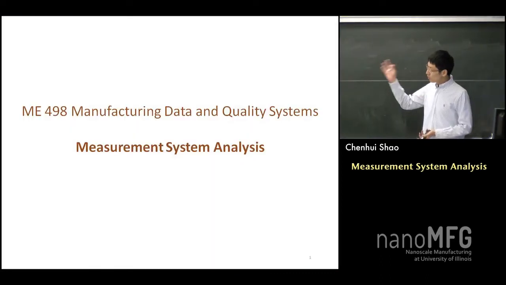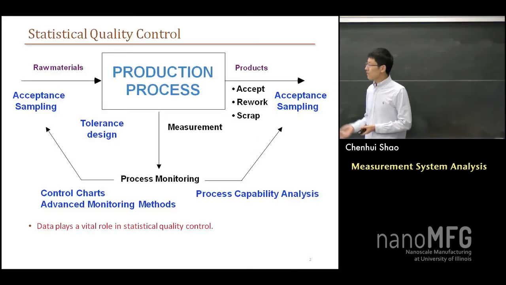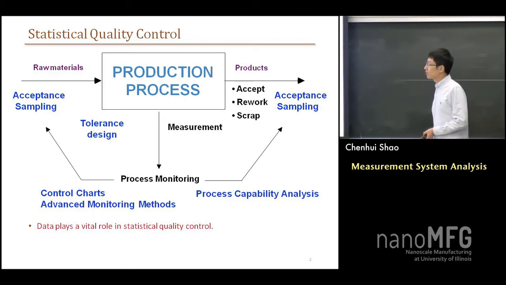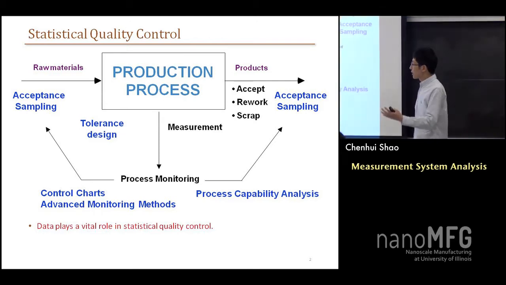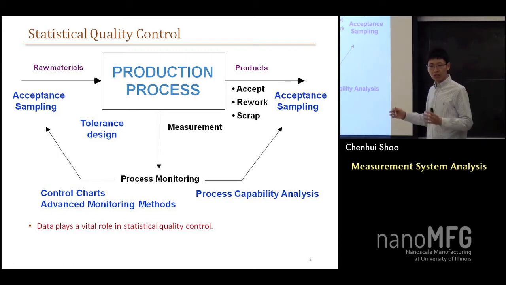So today we are going to talk about a new topic, measurement system analysis. We have seen this slide in the beginning of this class. If we have a production process, we can use many tools to monitor our process and improve our process by reducing production variability. So that's our goal, right?